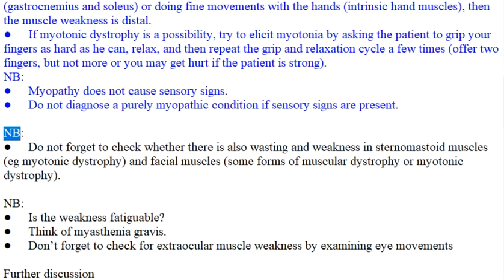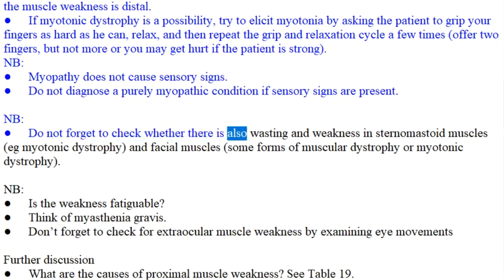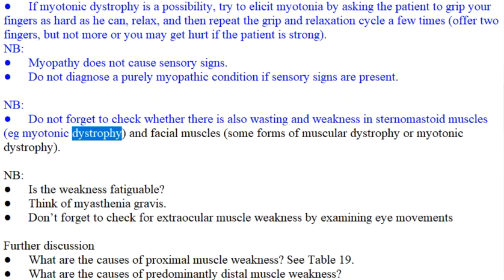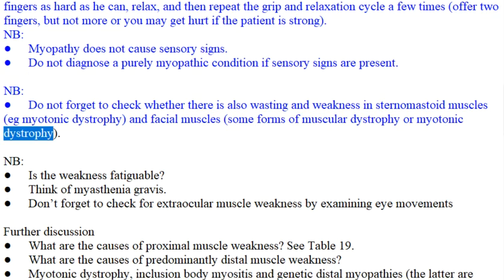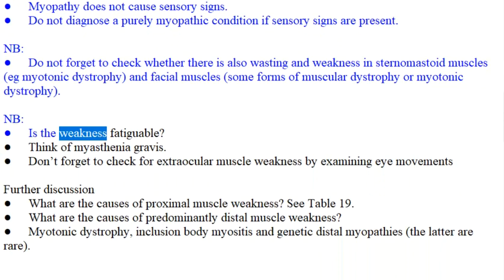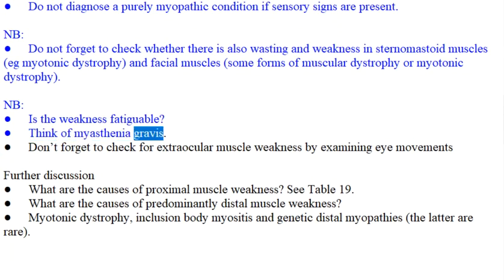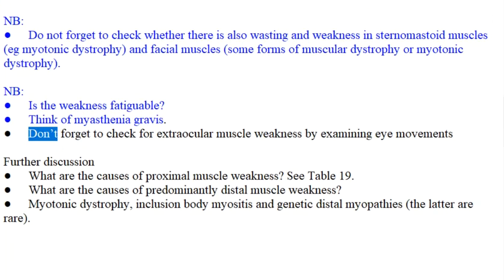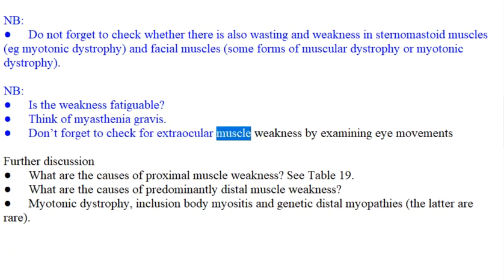NB. Do not forget to check whether there is also wasting and weakness in sternomastoid muscles, e.g. myotonic dystrophy, and facial muscles, some forms of muscular dystrophy or myotonic dystrophy. NB. Is the weakness fatigable? Think of myasthenia gravis. Don't forget to check for extraocular muscle weakness by examining eye movements.